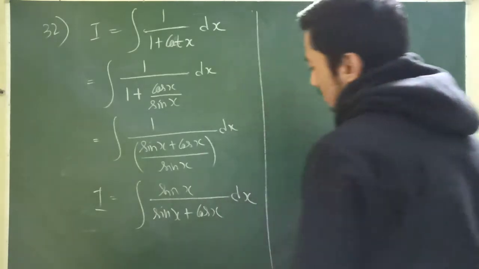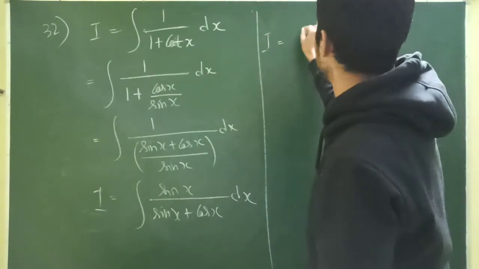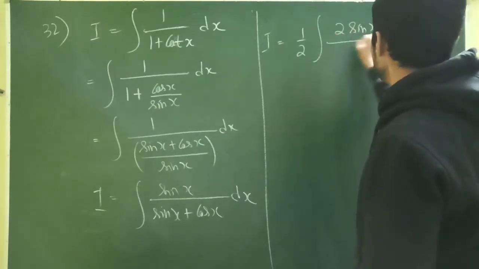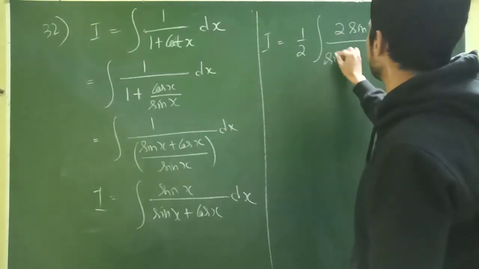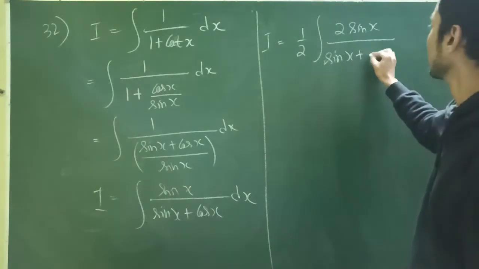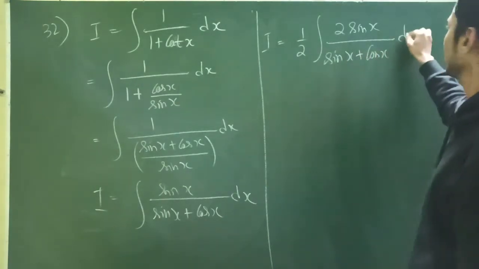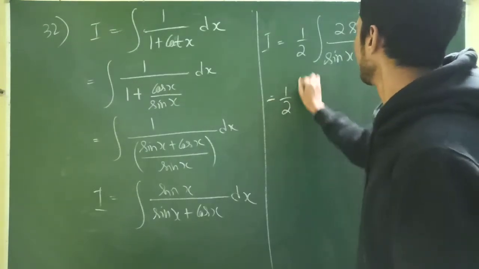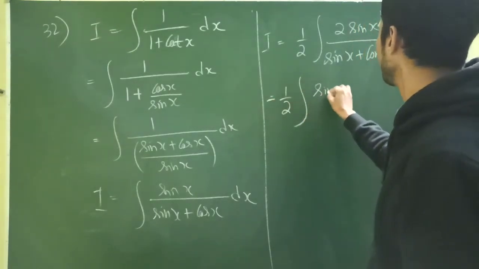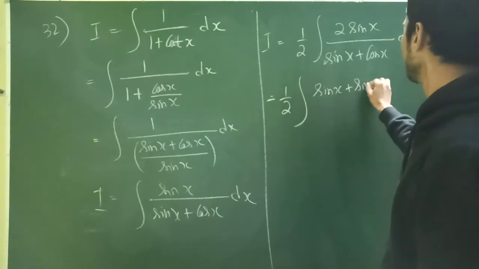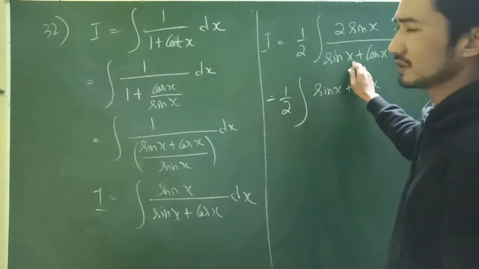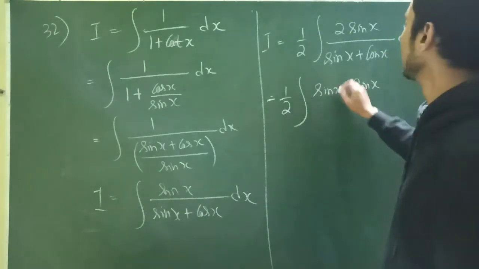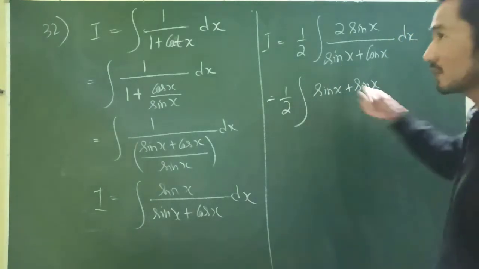So now just to solve, what I'll do is I'll multiply and divide by 2. Why? You will soon understand. The integral of sin x plus cos x with respect to x. So 1 by 2 integral of 2 sin x, I can write as sin x plus sin x. This is the reason, because I have to solve this fraction to make it possible to integrate.